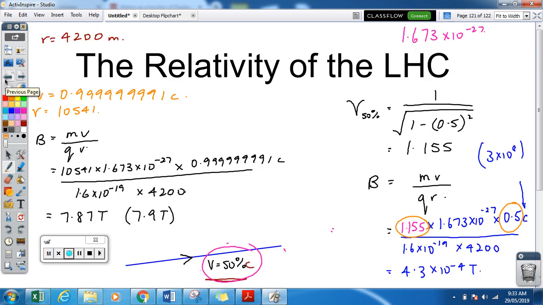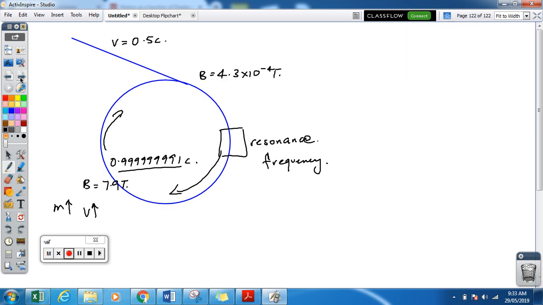The formula has both m and v, and that m and v is simply the momentum of the particle. So B is directly proportional to the momentum. As the momentum of the particle increases, in other words its mass and its velocity, we require a larger and larger magnetic field strength.